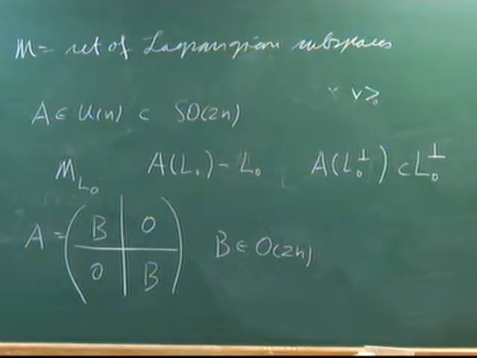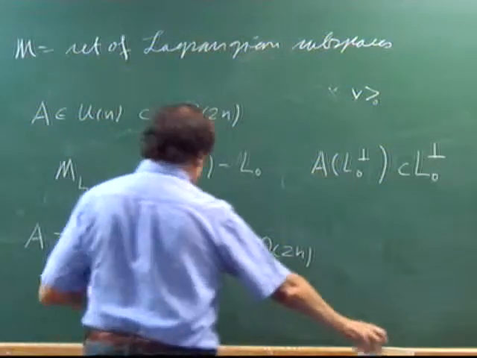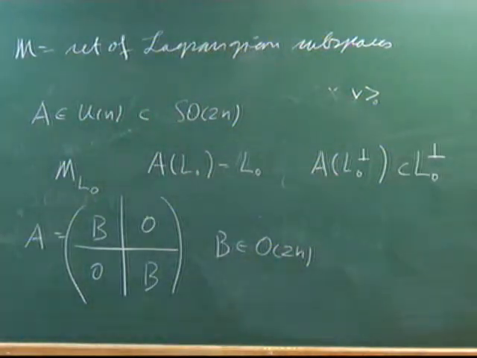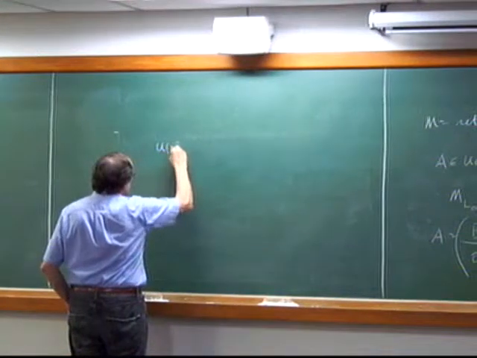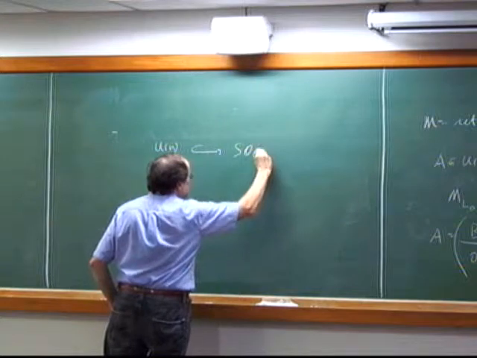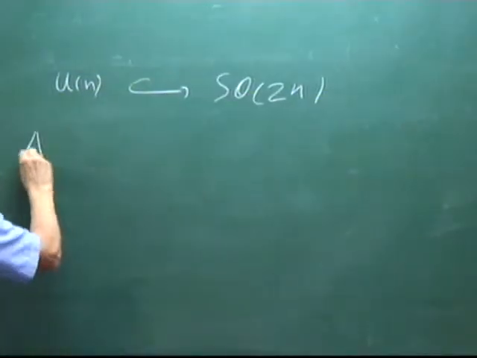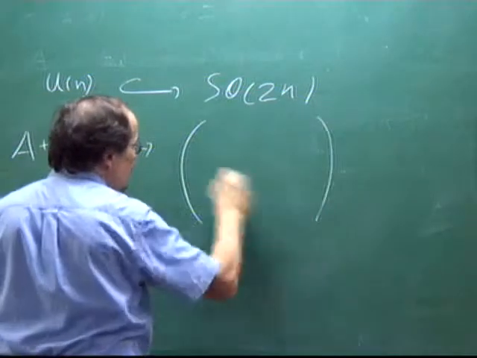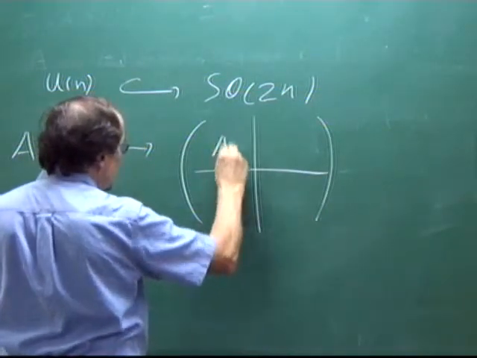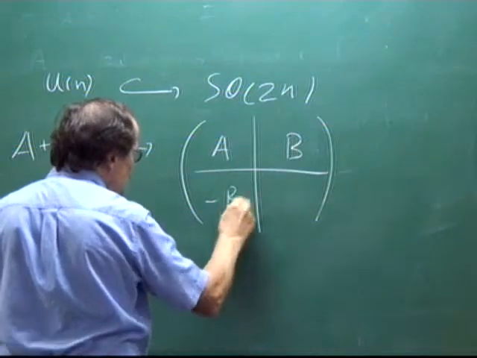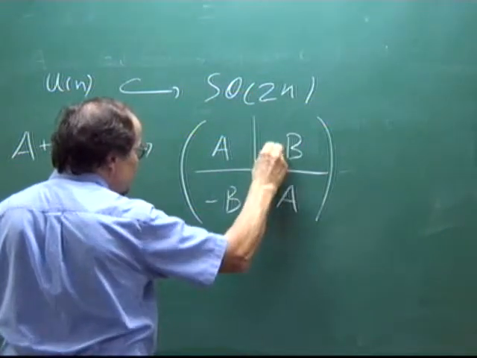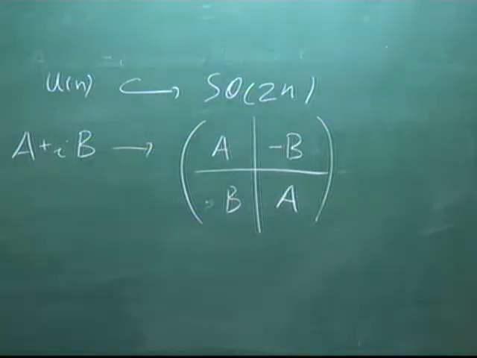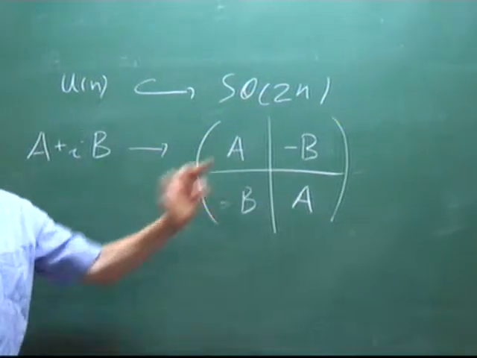Let's see, why is that? Because it is complex linear. Yes, so now we have to remind ourselves what this embedding looks like. The embedding of UN in SO2n was of the form: I take a matrix, break it up into a real and imaginary part, and then it gets sent into the block form A, B, minus B, A. Minus signs may be here, I always forget. But anyway, to be complex linear, these have to be the same.